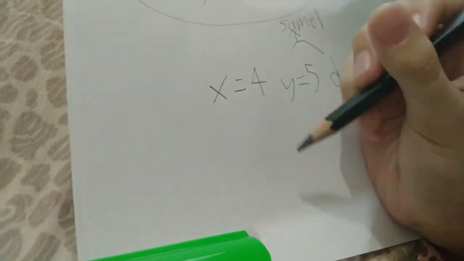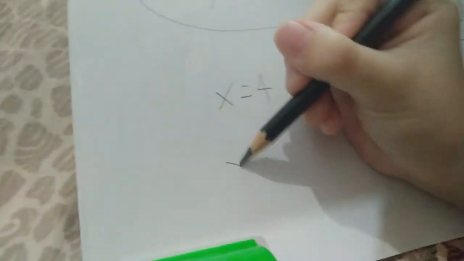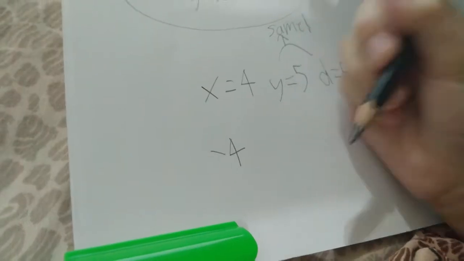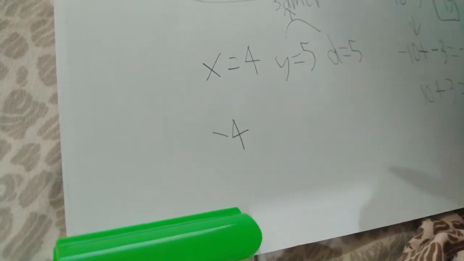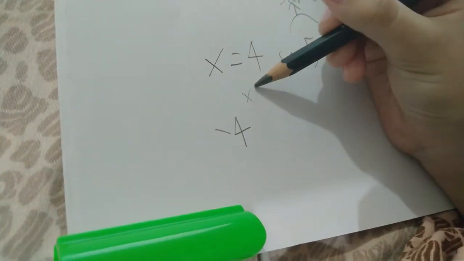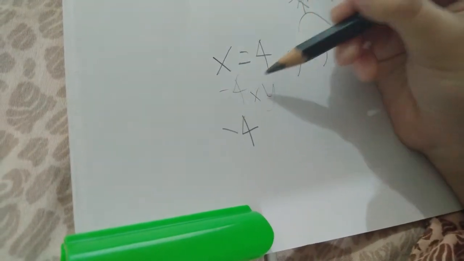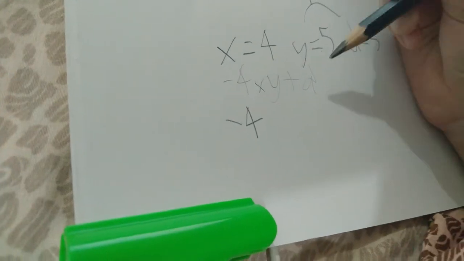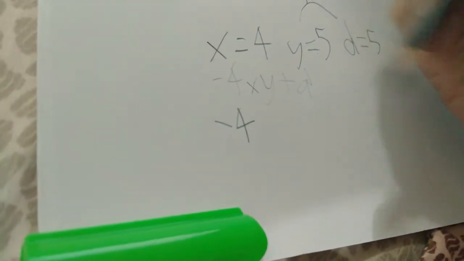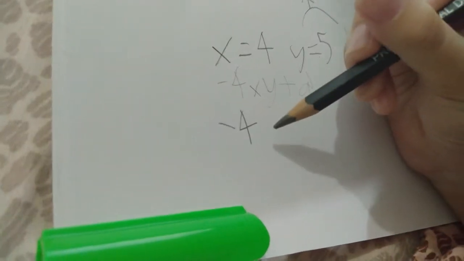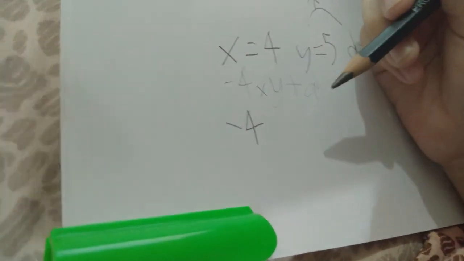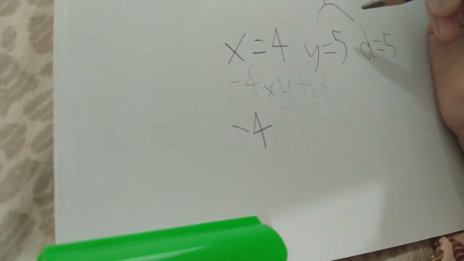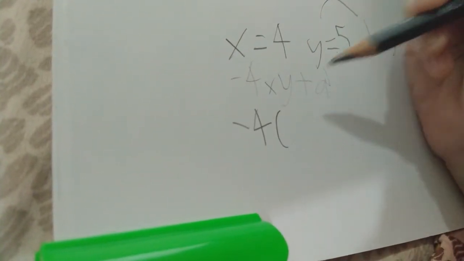Okay, copy this one. Negative 4xy plus d. That's the answer. It doesn't matter whether it's d or y, since they're the same. Negative 4x, where x equals 4, and y equals 5.